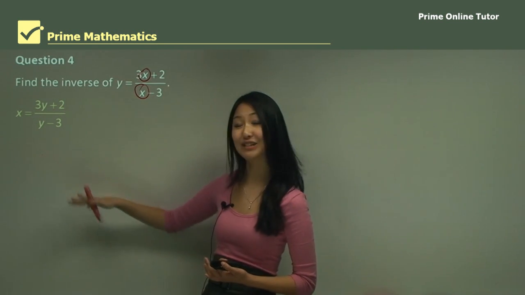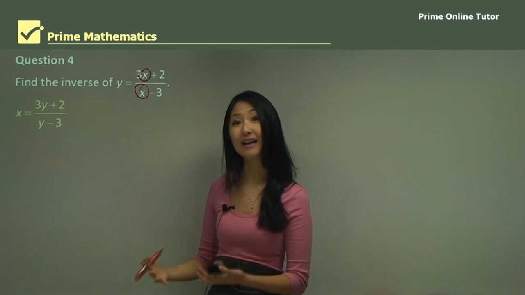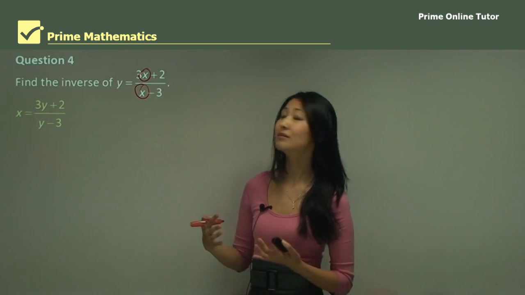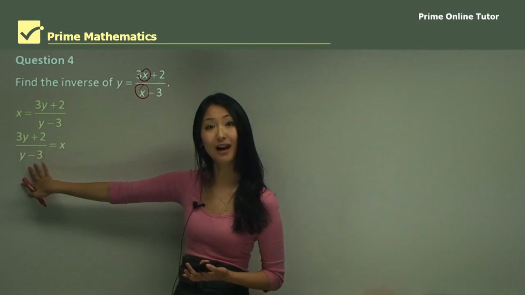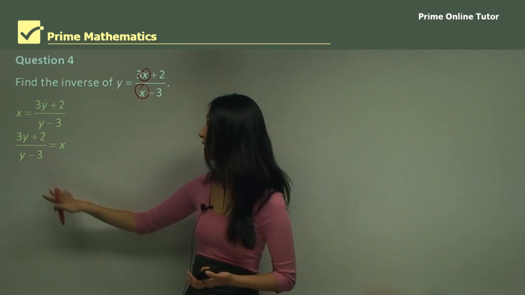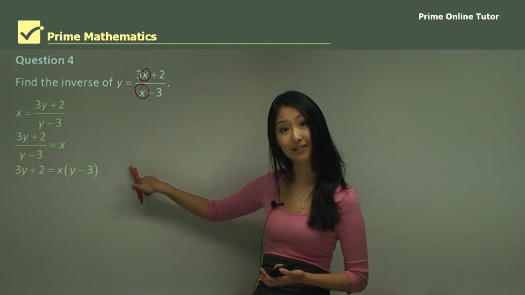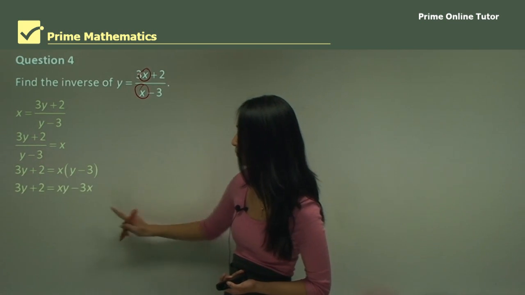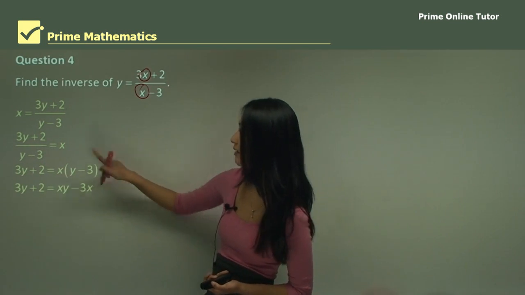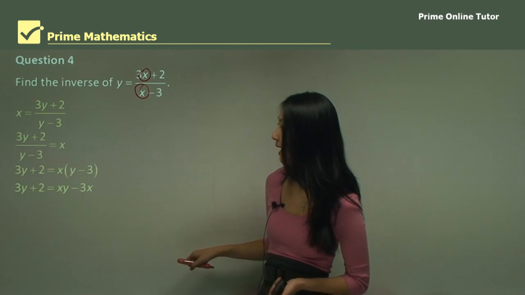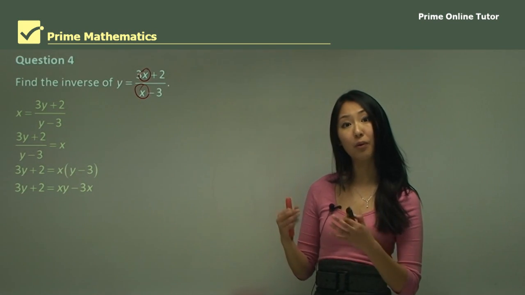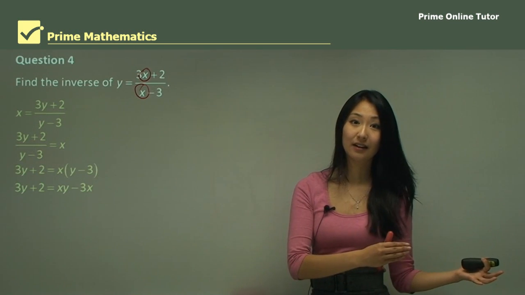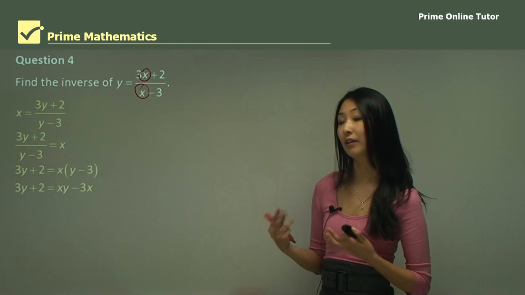And now we just need to use algebra to make y the subject. So how are we going to do that? Well, the first thing we need to do is make this onto the left-hand side, and we hate working with denominators, so we just multiply that to the other side, yeah? And expanding this, we're going to get xy minus 3x. And now what we want to do is put everything with y on one side and everything else on the other, okay? So pretty much we want to group all the like terms.